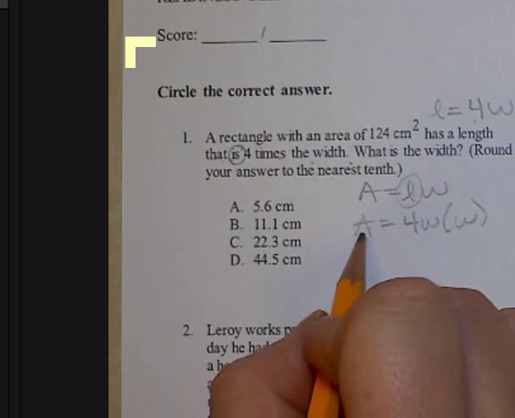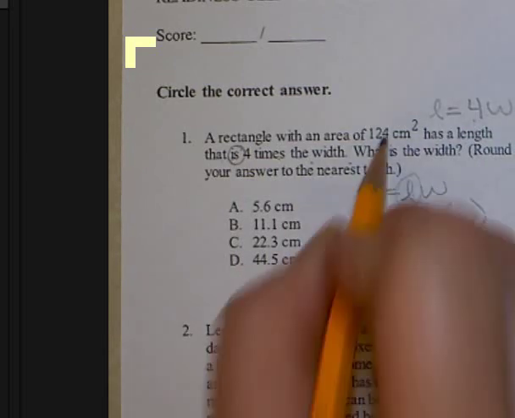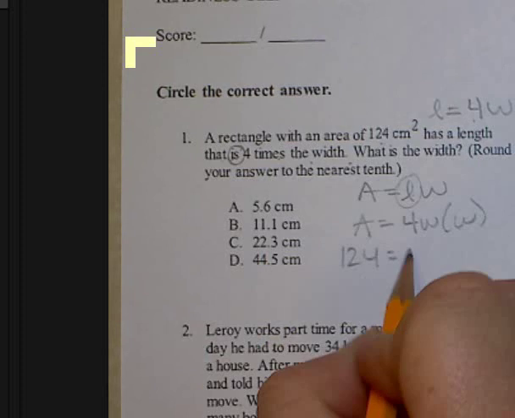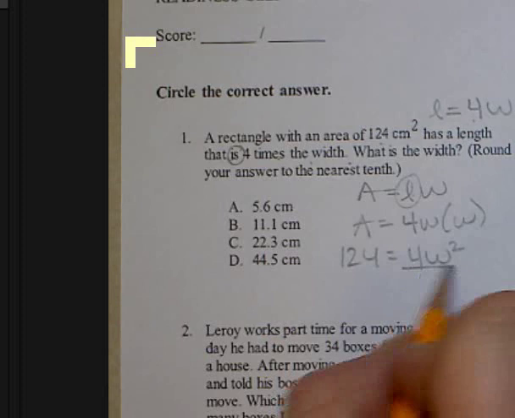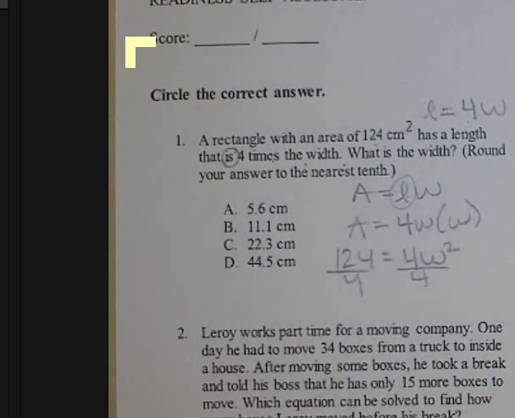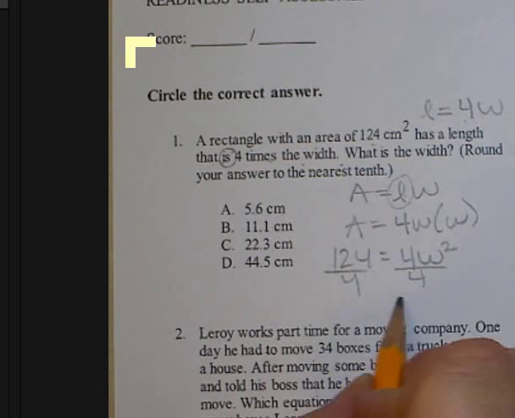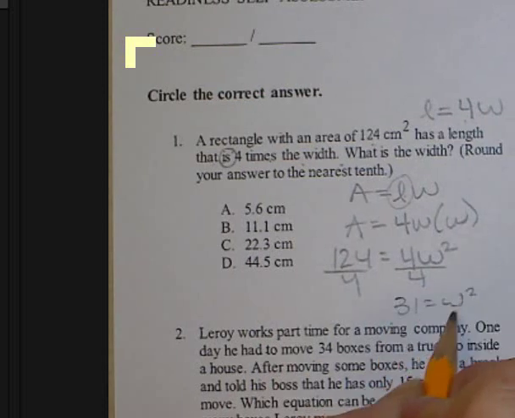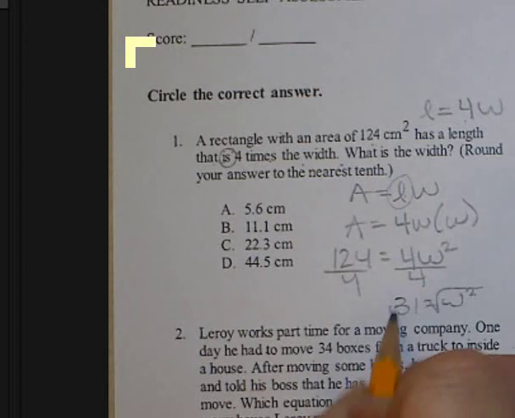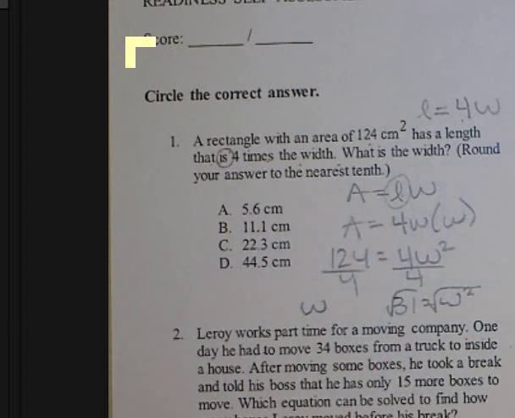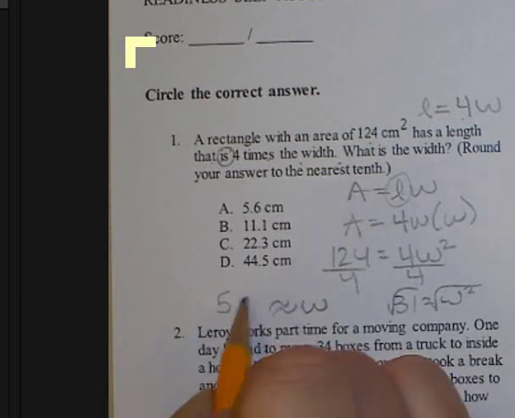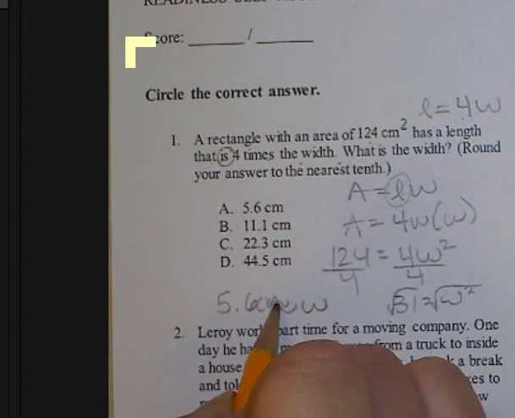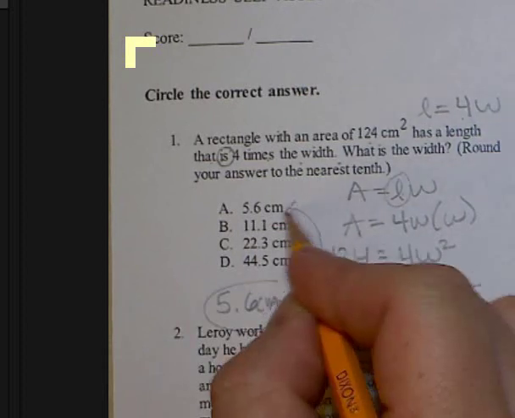And now A, I can substitute out for the area of this particular rectangle, and 4W times W makes 4W squared. I'm going to divide both sides by 4, and you can either choose to do mental math or grab a calculator. And I have 31 is equal to W squared. And now to isolate the W, I'm going to square root both sides. And when I take the square root, I end up with W approximately 5.6 centimeters. Correct answer is A.